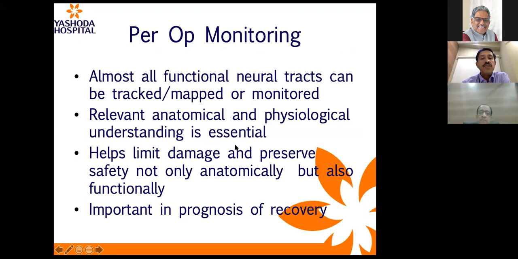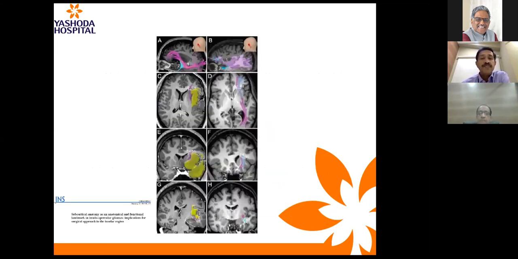Relevant anatomical and physiological understanding is very essential, and this helps limit the damage and preserve safety, not only anatomically but also functionally. It's important in prognosis for recovery. Even if the patient wakes up with a deficit, and if we have electrophysiologically preserved the tract, we can assure the patient that this is likely to improve, put our resources on rehab, care, and physiotherapy, and within a few weeks, the patient will be back to normal function, which is very critical and essential.